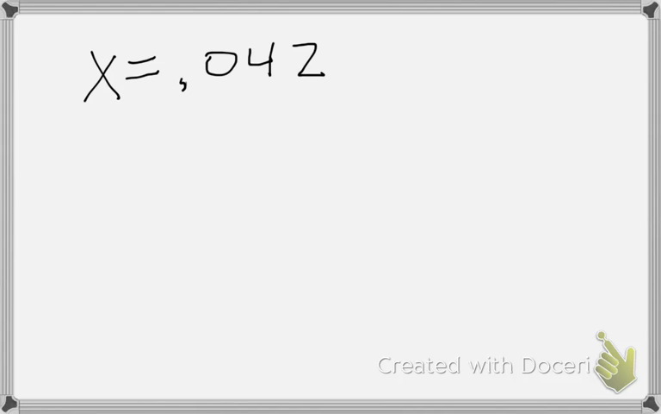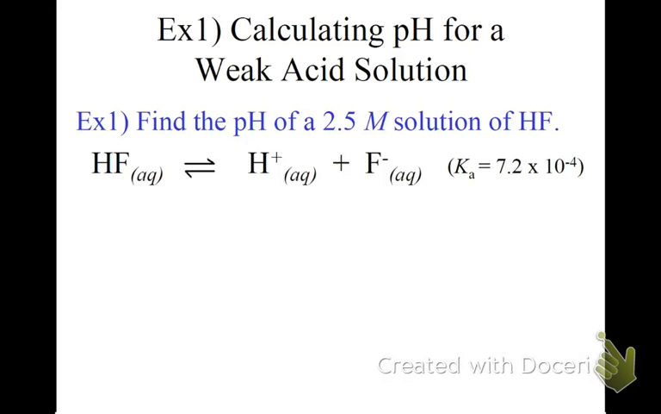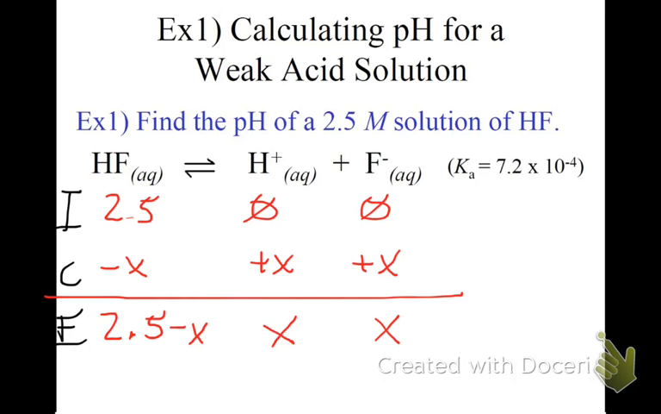So here's what that means then. If we go back to our main screen and look at our ICE table, we can see here that the concentration of H plus is going to be equal to x at equilibrium, and the concentration of F minus is going to be equal to x at equilibrium. So the concentration of H plus is equal to the concentration of F minus, which is equal to our x value, which was 0.042 molar.